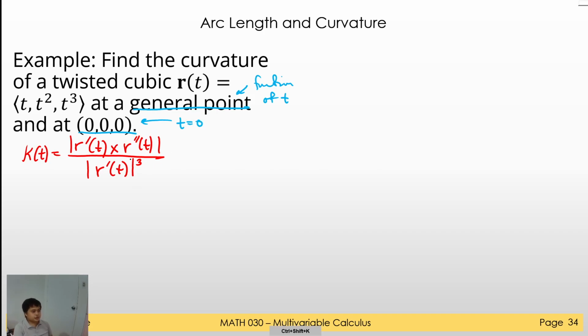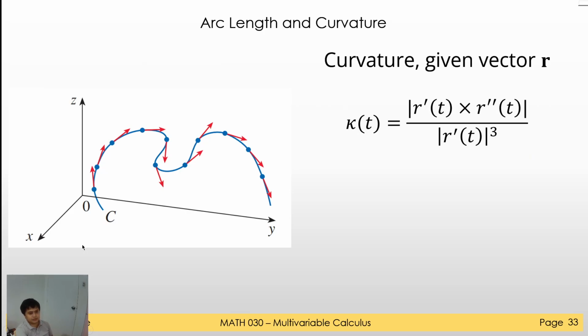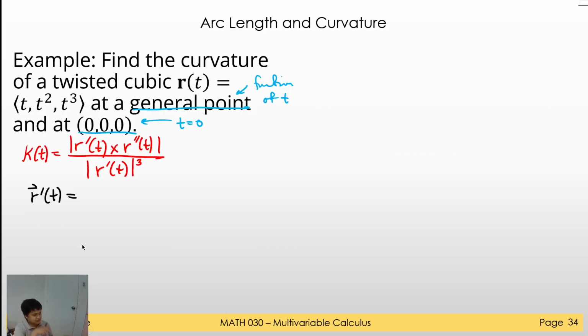Okay. So what we want to find first is the first derivative and the second derivative. The first derivative of this vector valued function is, I'm not putting the vector notation anymore at this point, so these are all vectors now. r prime of t is 1, 2t, comma 3t squared.